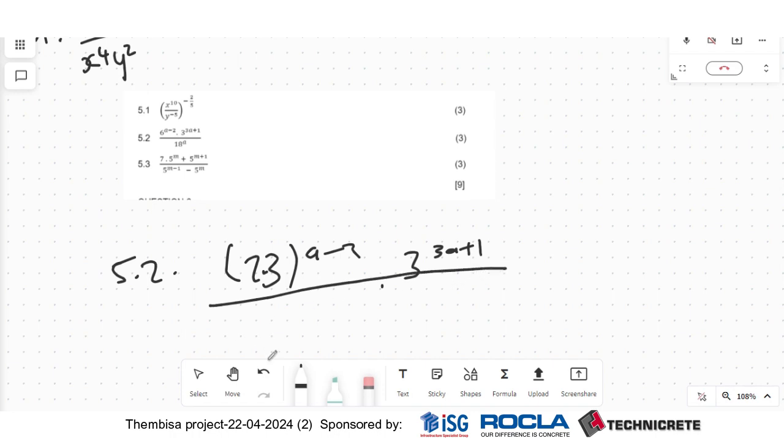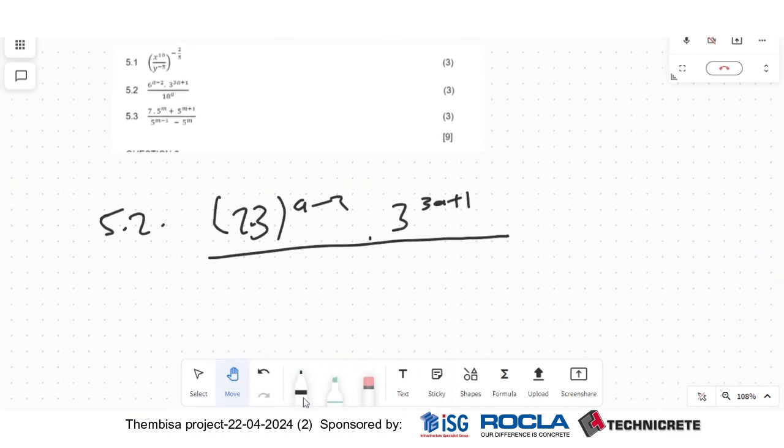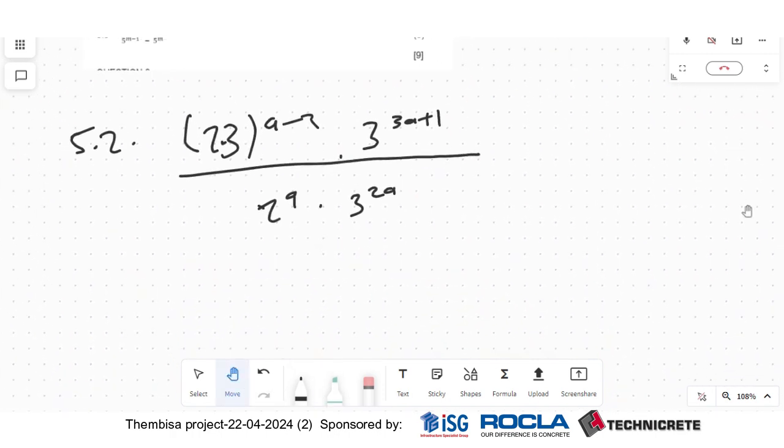And how about 18? Well, for 18, we know that 18 is 2 times 9. So 9 can be rewritten as 3 squared. So we can have 2 to the power of a times 3 squared times a. So that's going to be 3 to the power of 2a. So we've changed it into its prime bases.